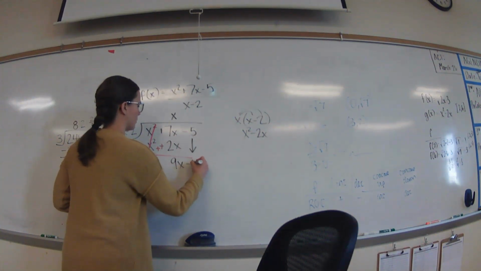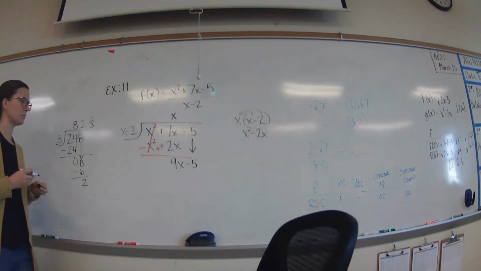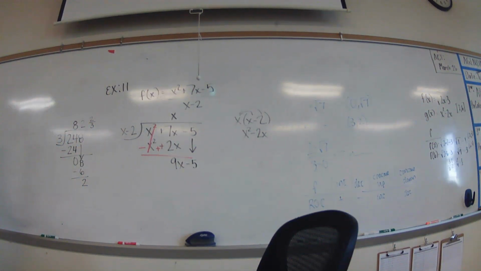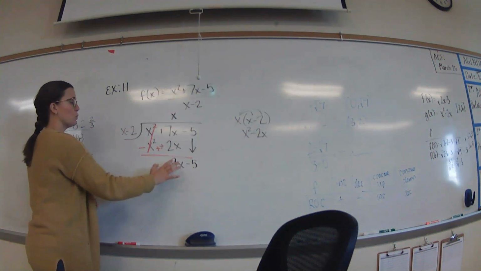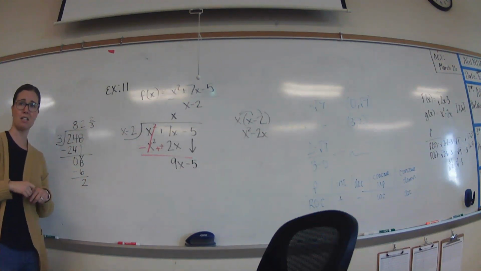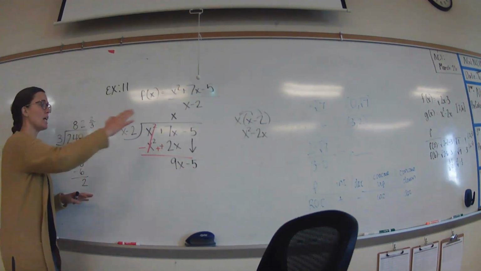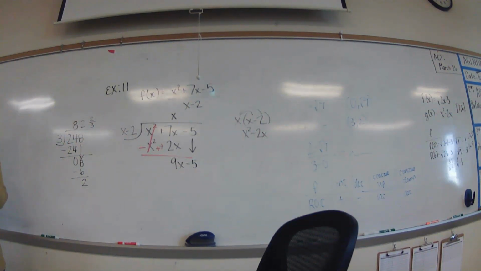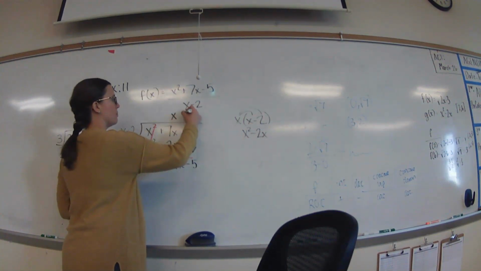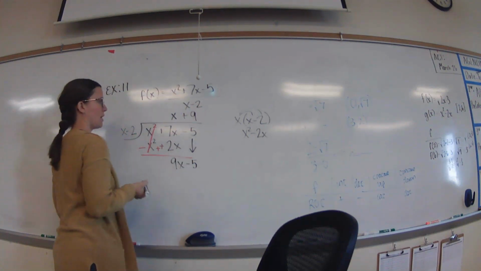I've got negative 5 right here. And so I'm going to do the whole process over again. Now I'm thinking, what times x minus 2 would give me 9x? Really, what times x would give me 9x? Positive 9, right? So I'm going to put a plus 9 right here.